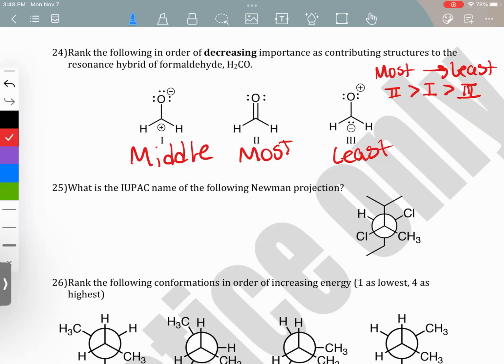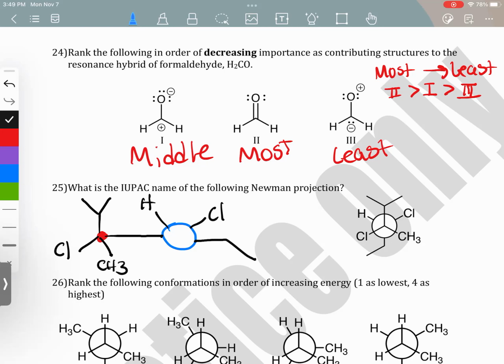What is the IUPAC name of the following Newman projection? So again, let's do the sawhorse projection so we can name it better. On the front carbon, we have an isopropyl, chlorine, and the methyl, just like that. And on the carbon in the back, we have a chlorine this way, hydrogen this way, and an ethyl group.